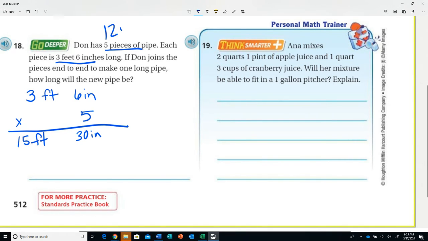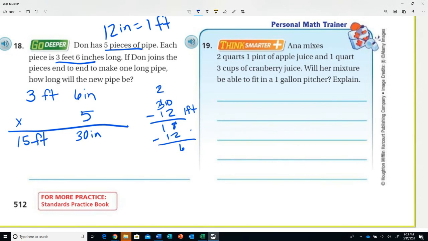Now, because I know that 12 inches equals 1 foot, I can't leave the 30 as a 30. I'm going to have to change it to give it in feet and inches. So I know my 12 times tables, and I know that 30 is going to have at least 2 groups of 12. So I'm going to do subtraction here, and I'm going to get 18. So this was my first foot. We'll subtract again because 18 is more than 12. My second foot. So I'm going to end up here with 2 feet 6 inches.